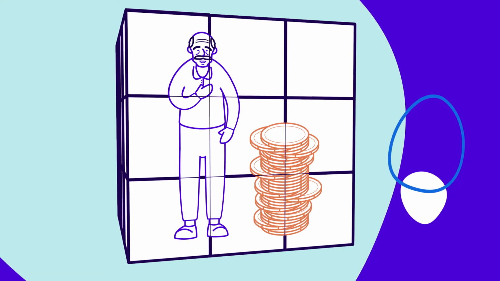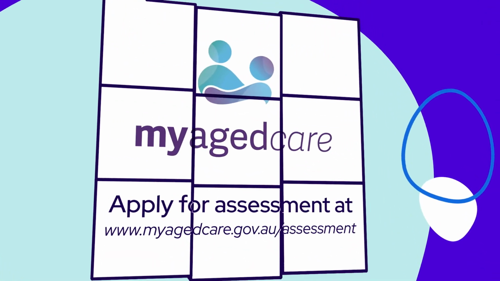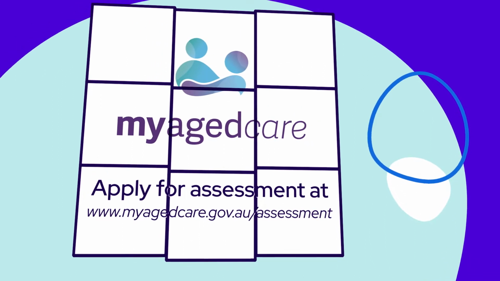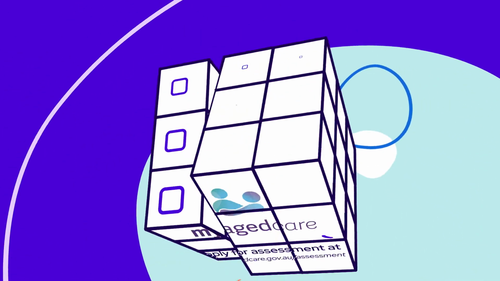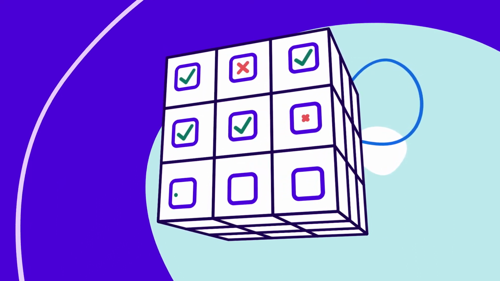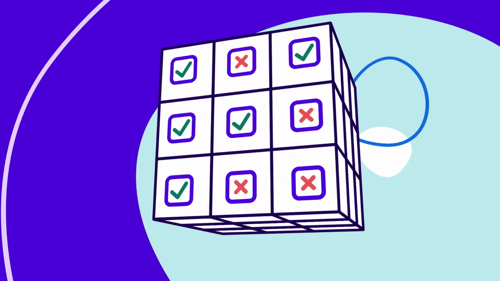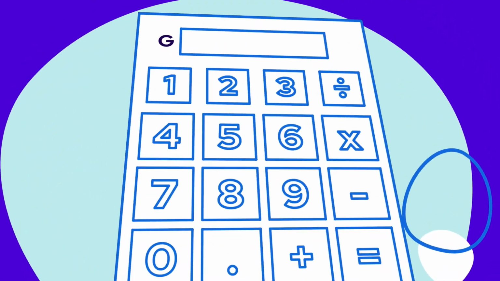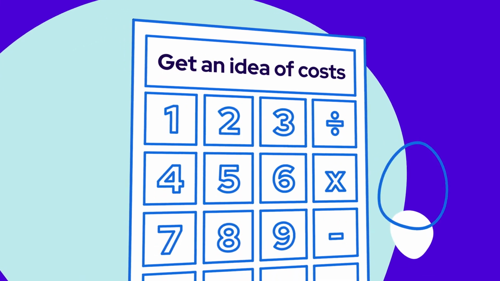To be eligible for government support, you need to complete a combined assets and income assessment with the Department of Human Services. This involves answering questions to determine how much support you or your loved one will receive from the government. If you need to find aged care in a hurry, you can use the government's fee calculator to help you estimate the likely costs of care.